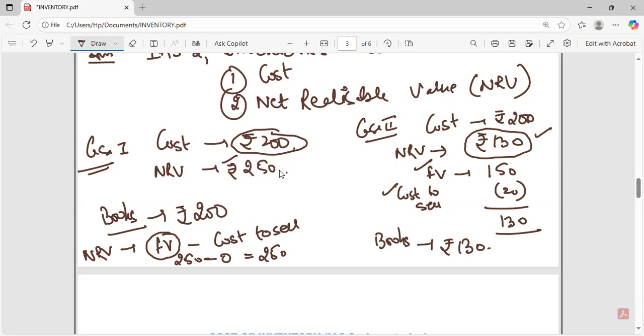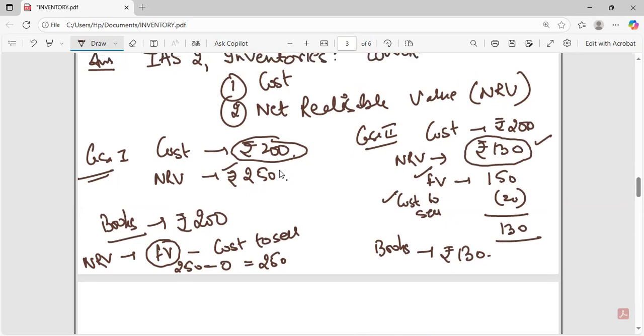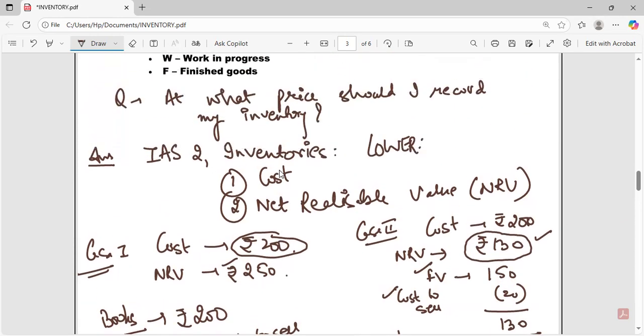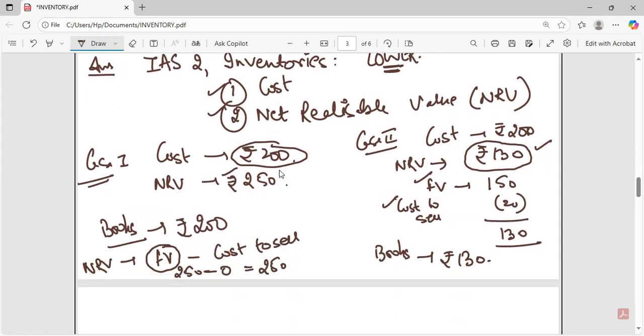So this is a very important topic. In exam, you will definitely find questions where they would give you cost and NRV. Okay, and you have to use your brain at which amount should it be recorded. Okay, so always take lower. Lower of cost or net realizable value, and the formula for calculating net realizable value is fair value, which means the price which we will get for selling that particular inventory, less cost to sell, whatever cost which we will incur for selling our product, right? So that came out to be 130, right?